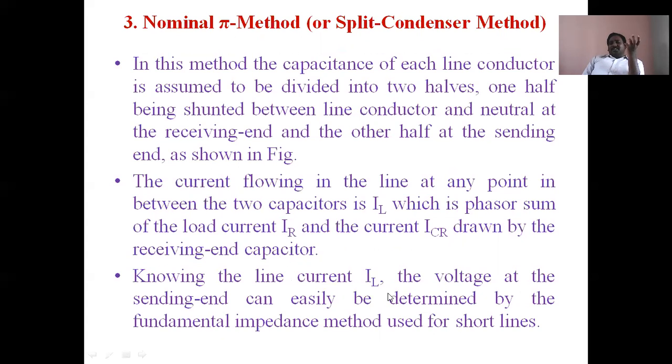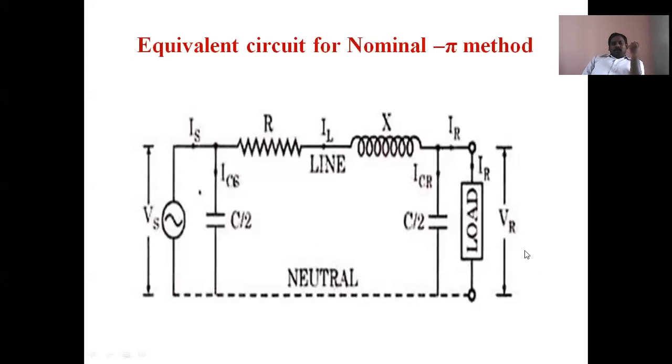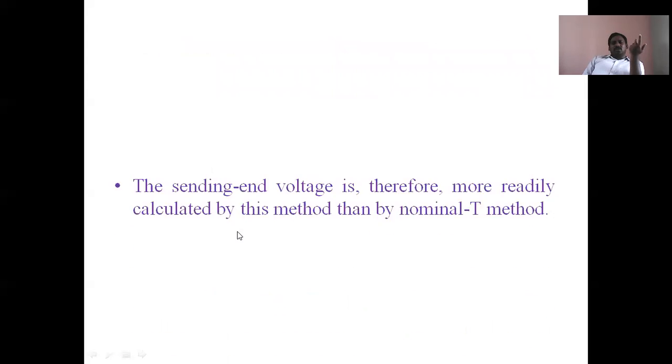Knowing the line current IL, the voltage at the sending end can easily be determined by the fundamental impedance method used for short lines. So see here. What is Vs here? This is Vs here. How to determine Vs? Vs is simply the voltage across this capacitor. That is simply IS into XC by 2. Like that, we can calculate simply.